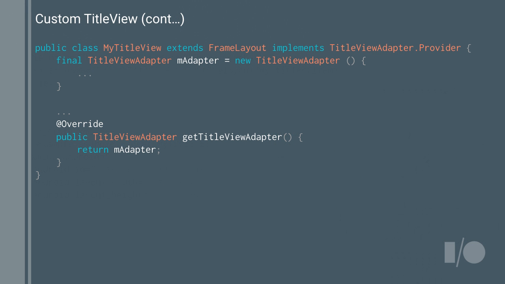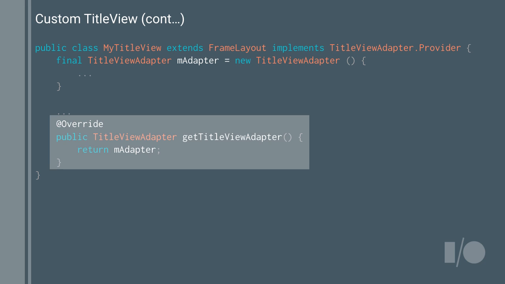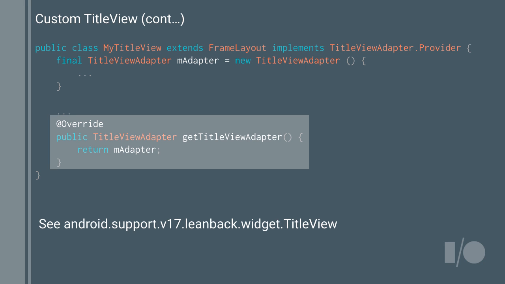As a final step, though, you will have to implement the title view adapter provider interface. The title view adapter interface is what BrowseFragment uses to communicate with your fragment. It's used to tell your view to show or hide itself. Leanback comes with a default implementation of title view, which implements the title view adapter. We encourage you to take a look at the source code and see how that's implemented.